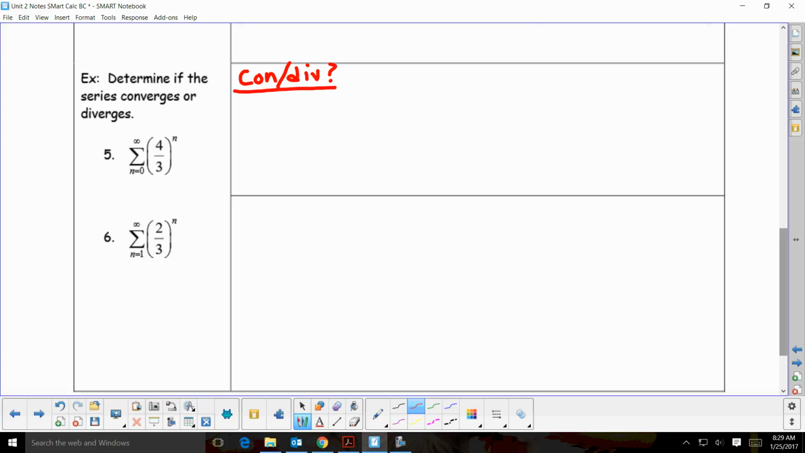Do I care where n starts? No. I just need to find what the r value is. What is our r value here? 4/3. What's the a value, FYI? 1. Okay, we just don't see it. So r is 4/3. So this means that it does what? Diverges. And when we do this, we're going to have to say what test we're using. It diverges by the geometric series test.